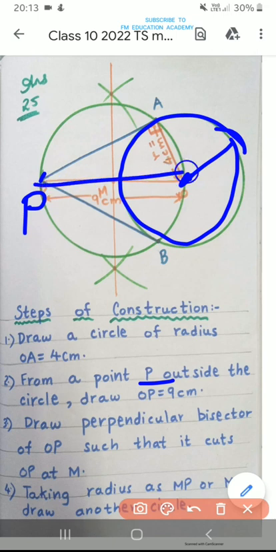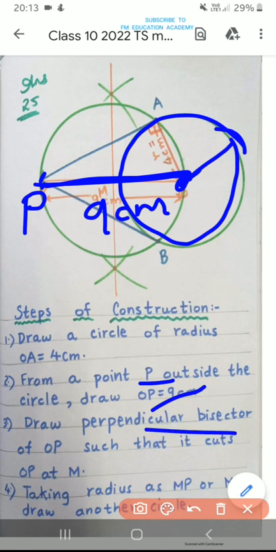We have to draw 9 cm. From this center to the point P, we have to draw 9 cm because it was told in the question: from a point P outside the circle, the distance is 9 cm. Then what is my step to draw tangents?